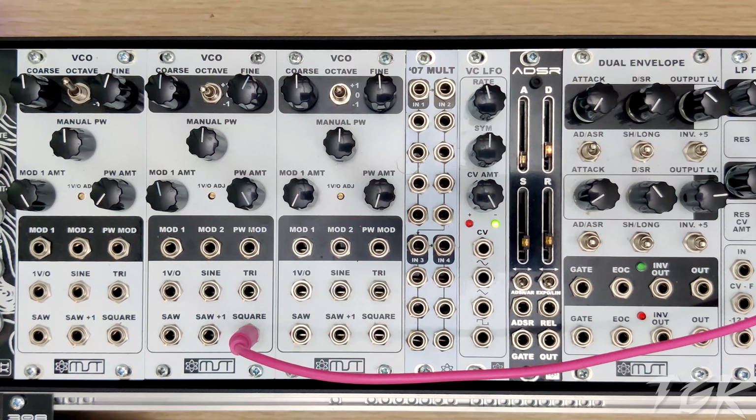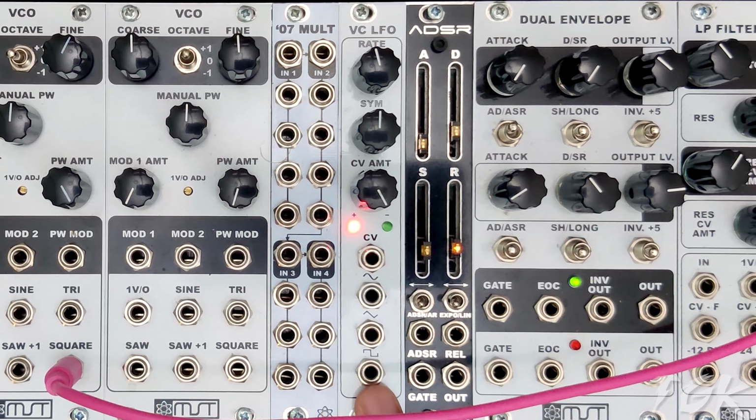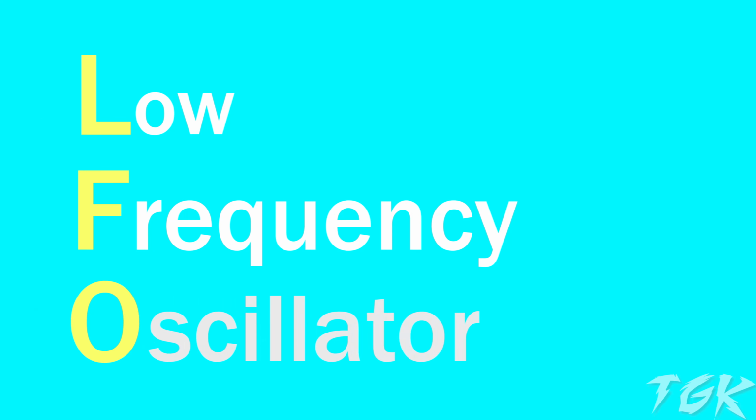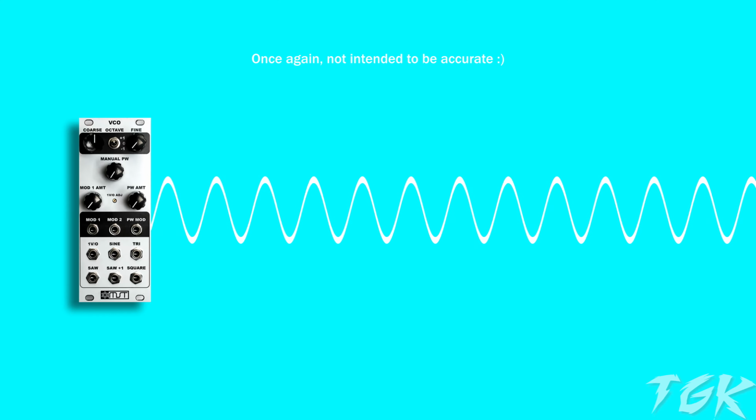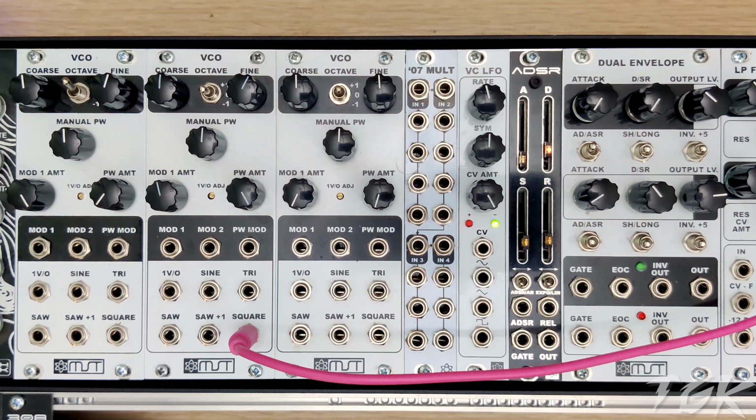To put this into perspective, let's talk about another module, the LFO. LFO stands for low frequency oscillator. Basically, it's an oscillator, but it produces sound at a very low pitch. These low frequency sounds can be used to modulate certain parameters.